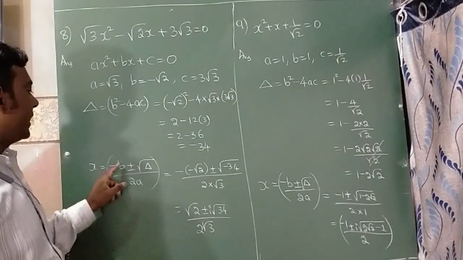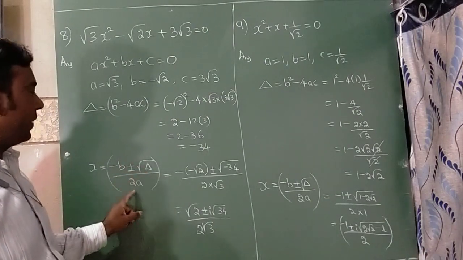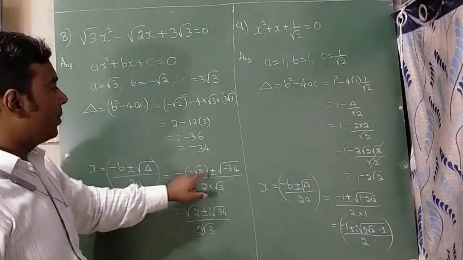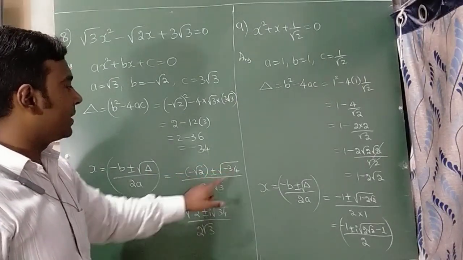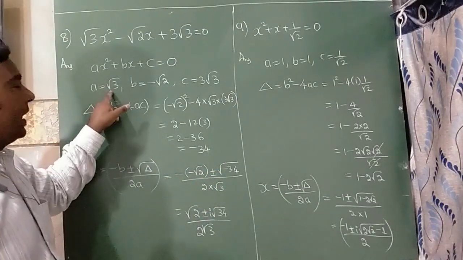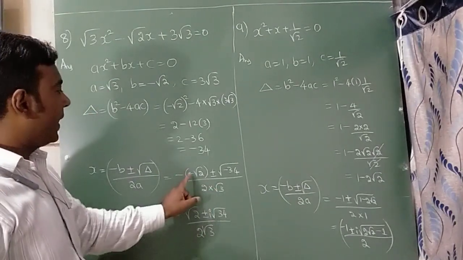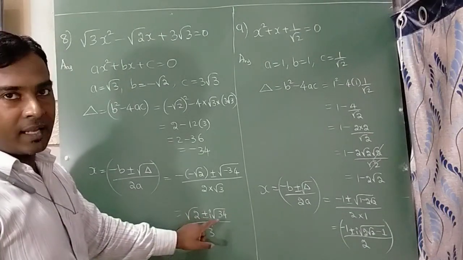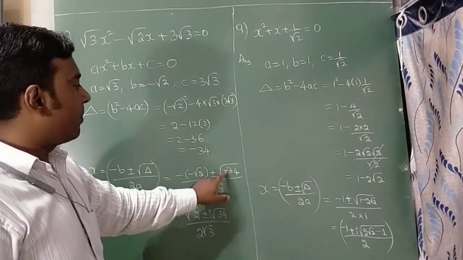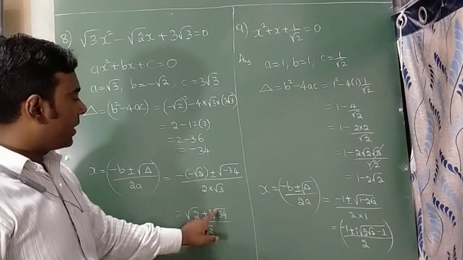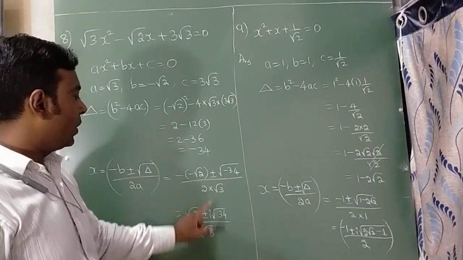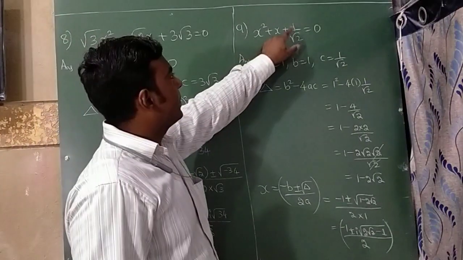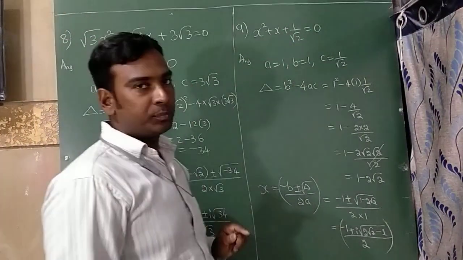So x is equal to minus b plus or minus square root of delta divided by 2a, which is minus b value, minus root 2, plus or minus square root of minus 34 divided by 2 into a value, which is root 3 here. Minus into minus is plus, so root 2 remains, plus or minus i. Why did I write i? Because square root of minus is always i. Now write the square root of 34 divided by 2 root 3.